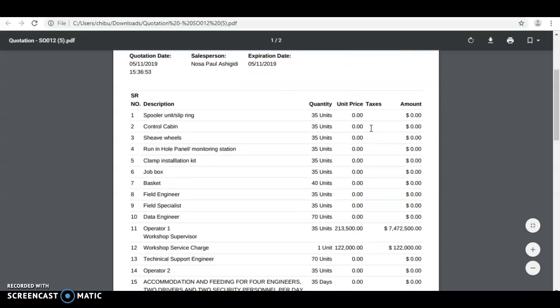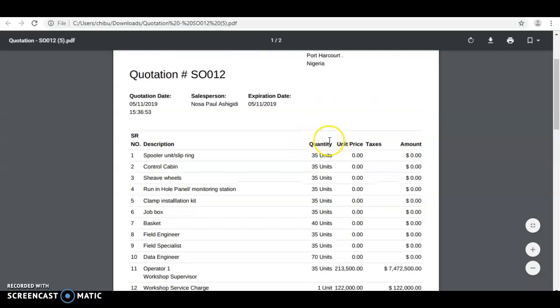Okay, so when I print out, this is what I have. I have the quantity in one line, having both the units of quantity and the units of measurement in the same column, but I want them to be different columns.